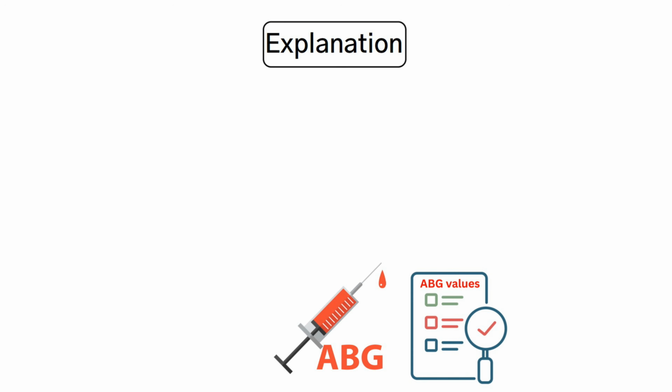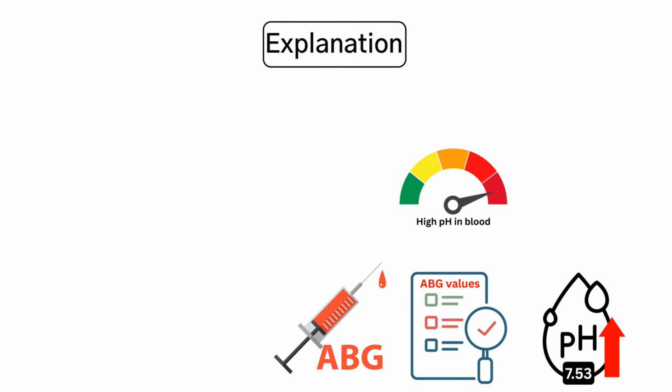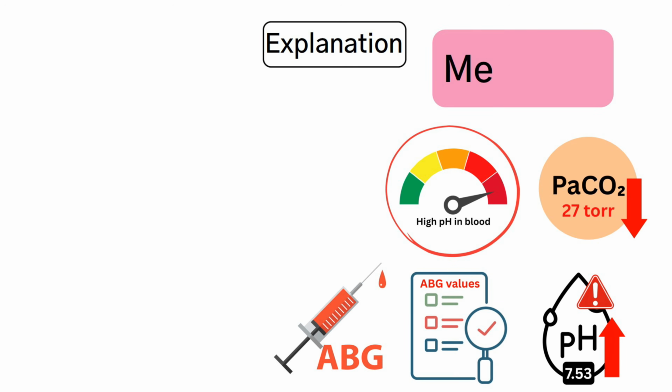Explanation. To correctly interpret the ABG, we'll analyze each value in sequence. The pH is 7.53, which is elevated and therefore indicates alkalosis. Because it lies outside the normal range, this represents an uncompensated state. The PaCO₂ is 27, which is decreased, pointing toward a respiratory cause of the alkalosis rather than a metabolic one.